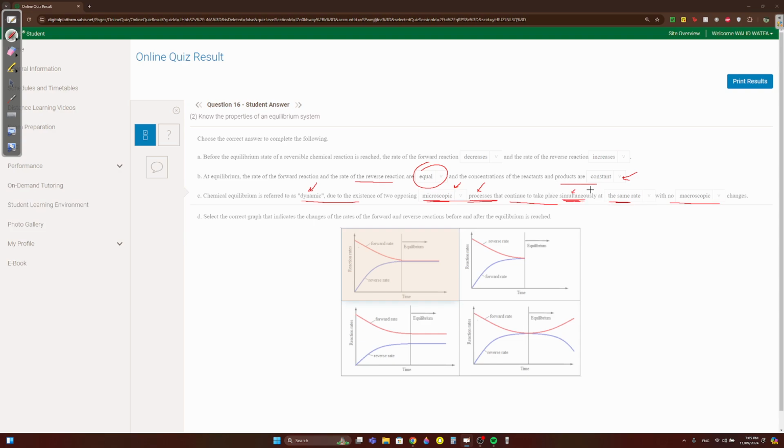Okay, and these two processes occur at the same rate, right? The forward rate equals the backward rate with no macroscopic change. We said no macroscopic change, no change in temperature, no change in color, nothing, right? So let's see here. The forward reaction rate begins to decrease, the reverse begins to increase until they reach equilibrium, where they are both constant and equal to each other.